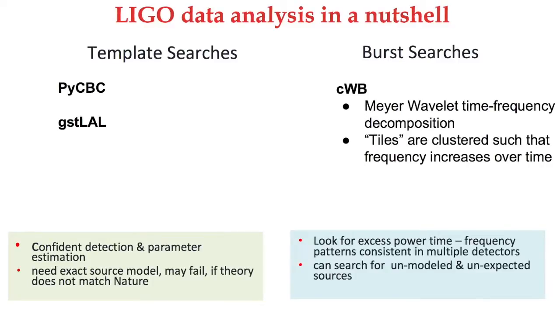Now, I just want to touch a little bit right now on CWB. CWB is a generic technique. They don't require knowledge of what the exact signal looks like, but they do put in some restrictions. In particular, they use a wavelet time-frequency decomposition, and from that they get a set of tiles. The trick is in how you choose those tiles and how you cluster them. They do it in such a way that the frequency increases over time, so they are looking for at least things that increase in frequency over time. That could be something that is chirp-like. So it's not entirely uninformed, but it doesn't require knowledge about the exact evolution of a particular signal.